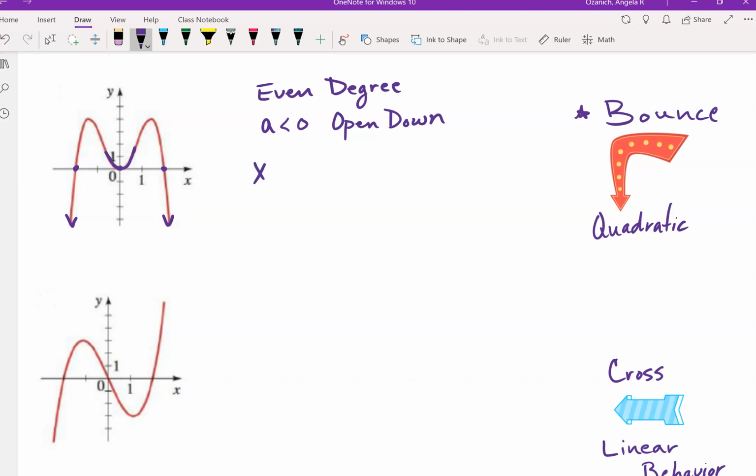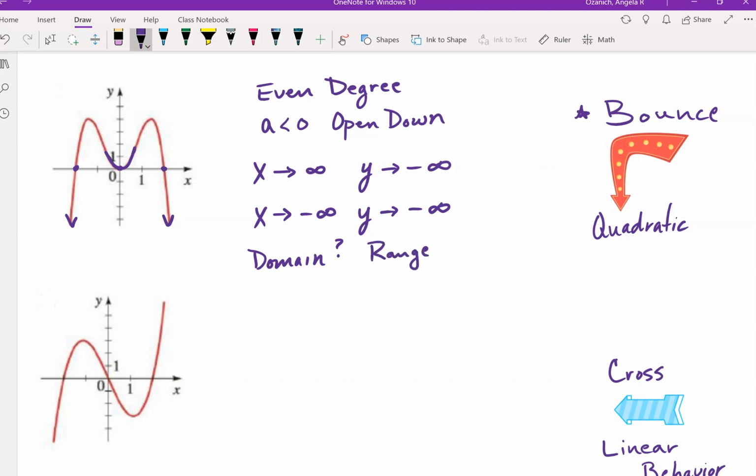And so the way we talk about that behavior is going to be as x goes to infinity, or gets very large, the y or f of x value in this case is going to go to negative infinity. And as x goes to negative infinity, or gets very small, my y or f of x value is going to go to negative infinity as well. So this helps us to talk about, for example, the domain of our function. What is our domain going to be? And then what is the resulting range going to look like? So all of these behaviors help us to analyze our polynomial.